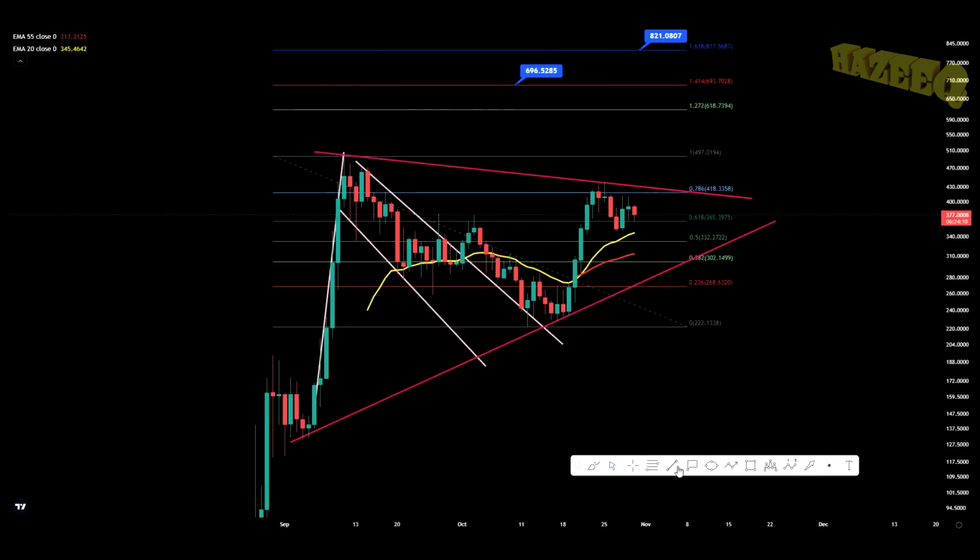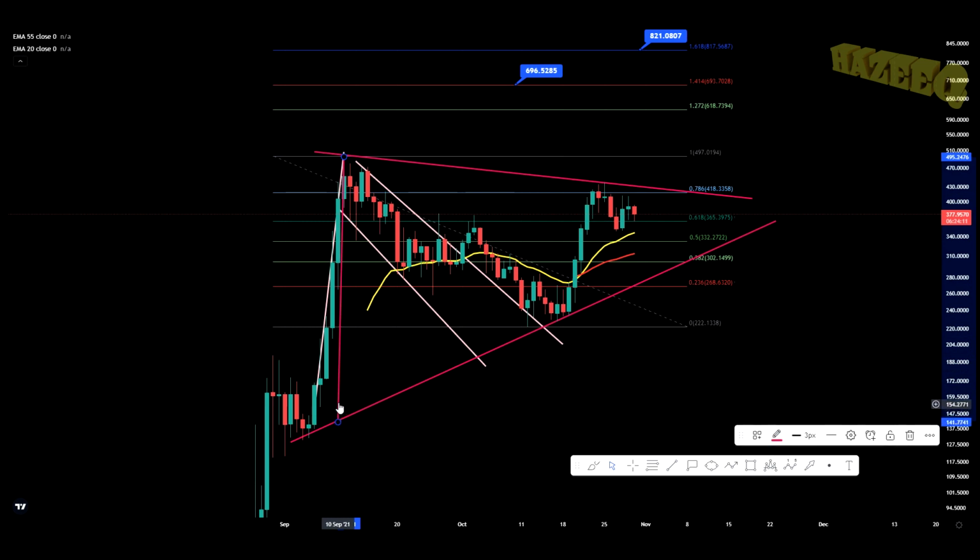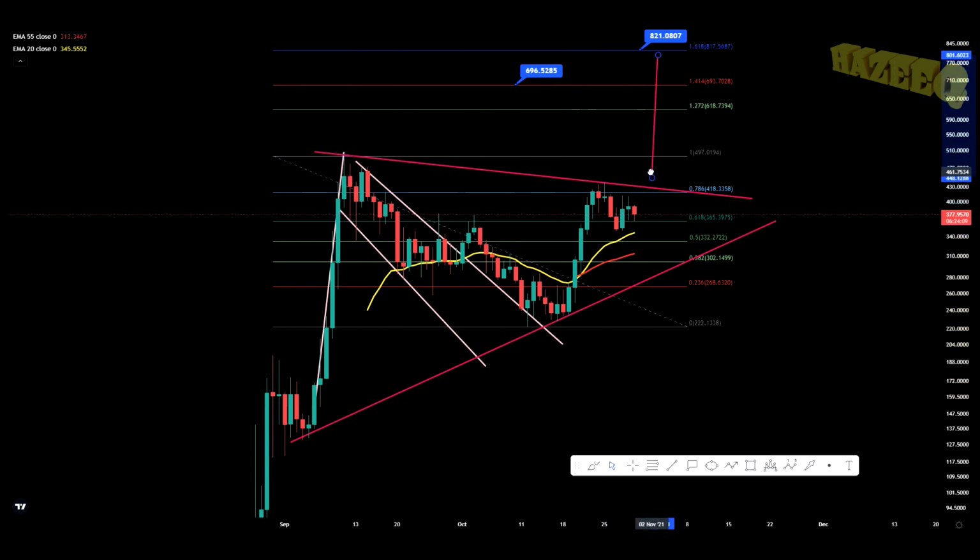So with the target from this symmetrical triangle, how do you get the target, you ask? Well, it's very simple. You take a trend line from the top of the triangle where it was formed all the way down to the bottom, just like that. And then you place it where you think the breakout is going to happen. And personally, I think the breakout is going to happen somewhere around these areas over here, right?